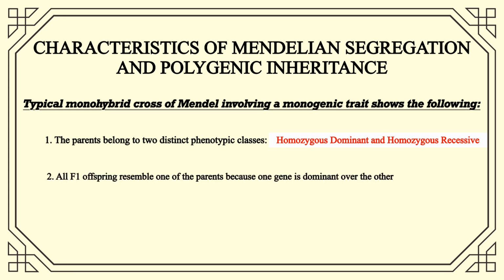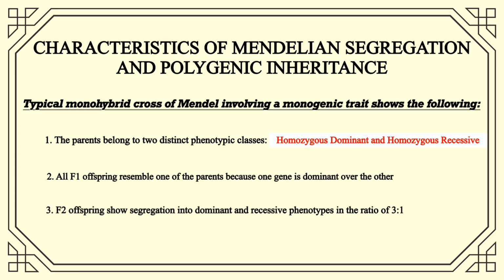Number 2, all filial 1 offspring resemble one of the parents because one gene is dominant over the other. Number 3, filial 2 offspring show segregation into dominant and recessive phenotypes in the ratio of 3:1.